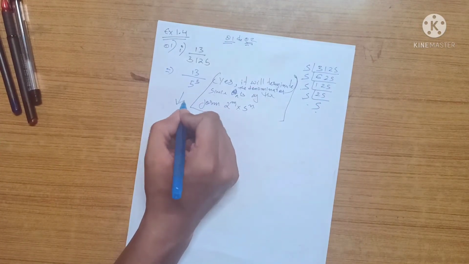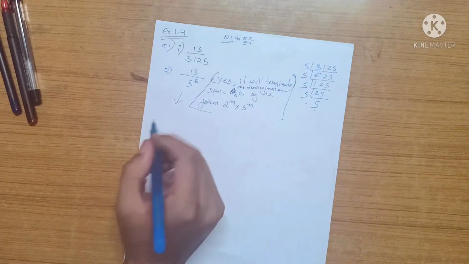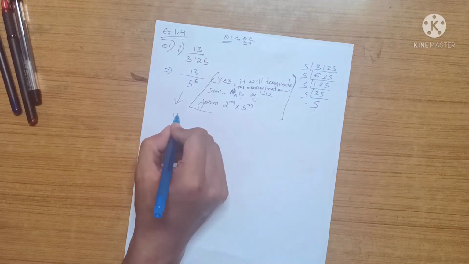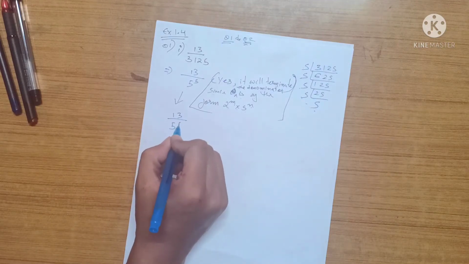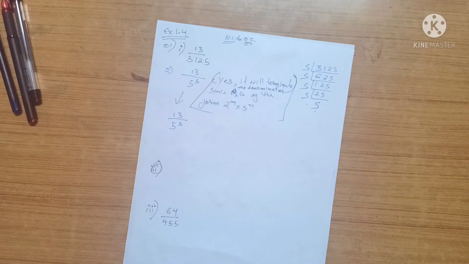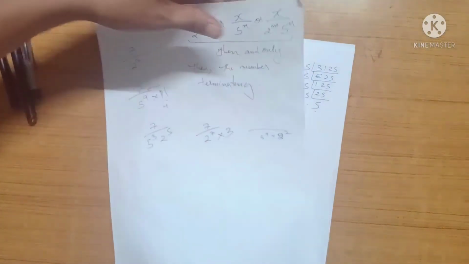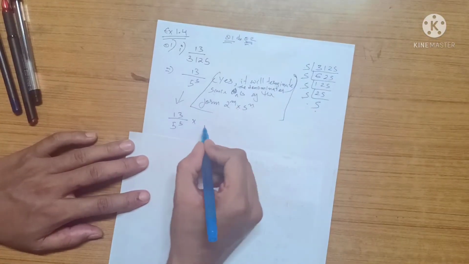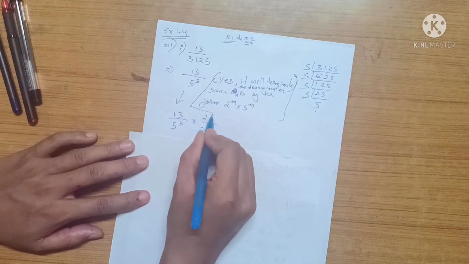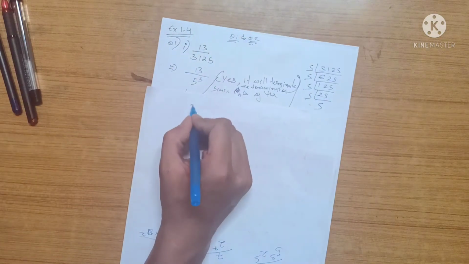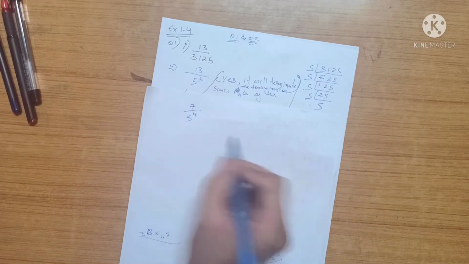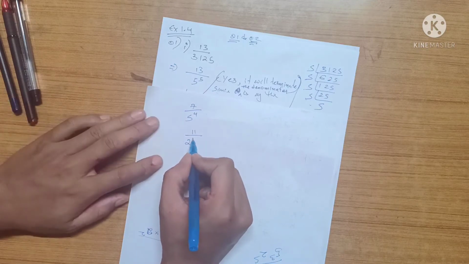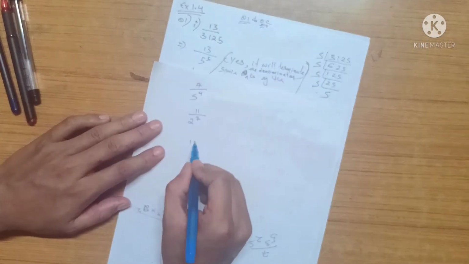So, it will terminate. Now the division part. You can literally divide, but I'll show you a shortcut method to divide these two. The main concept is to make the powers equal in every condition. I'll show you some conditions.